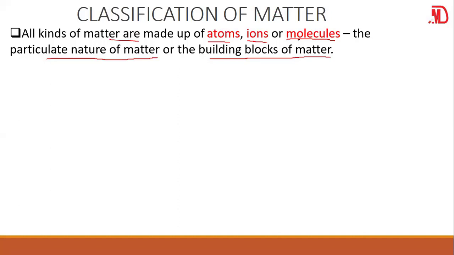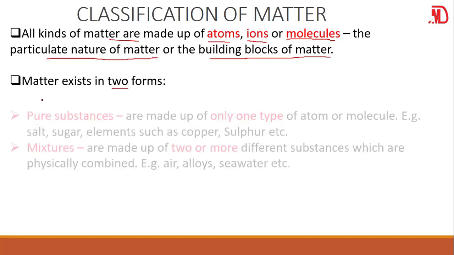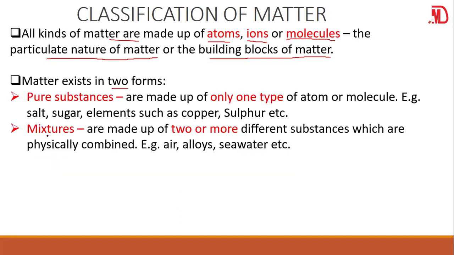All right. So now let's move to the classification. So matter exists in two forms. We have the pure substances and then we have what? Mixtures. We have pure substances, and these are made up of only one type of atom or molecule. They are made up of only one type. So if it is atoms, then it's atoms. If it is molecules, then it's molecules. No mixtures, no blending, only one type.